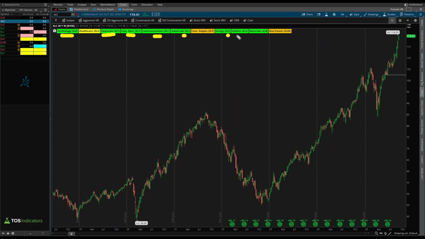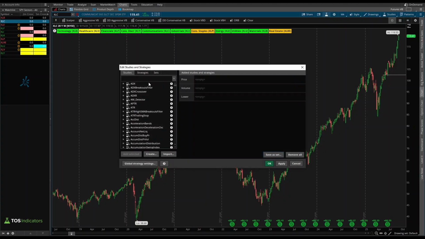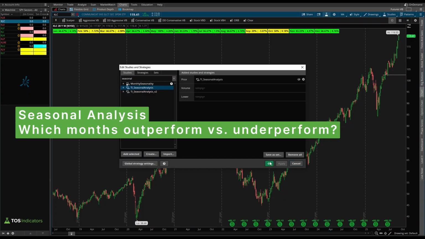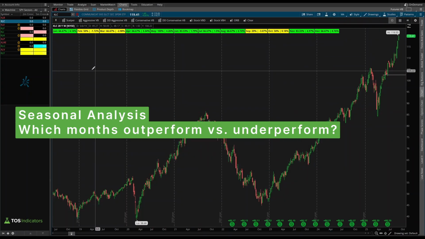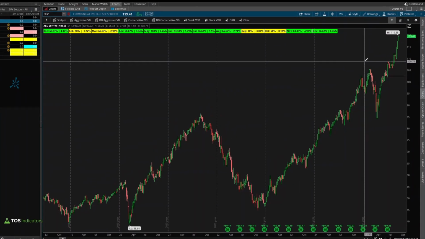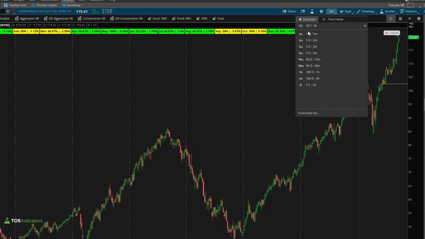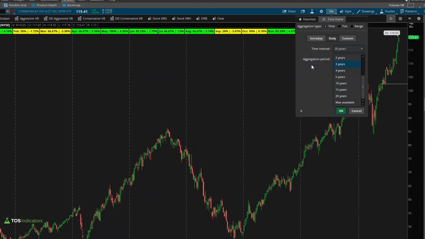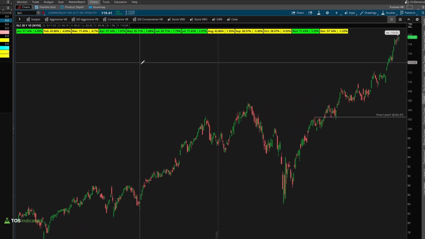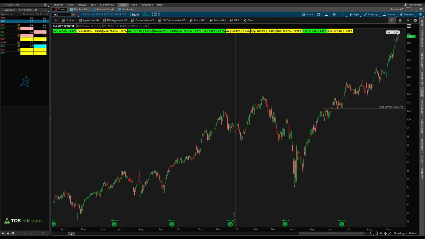I'll spare you that portion of the research, but what I did next is I loaded in our seasonal analysis indicator, which is a very quick, easy way to understand what tends to happen in the stock as you get through certain points in the year. Now I'm currently looking at 20 years worth of data, and let's come into the daily time frame instead of the weekly. And you'll see that the labels very quickly tell us what we can expect for certain months.